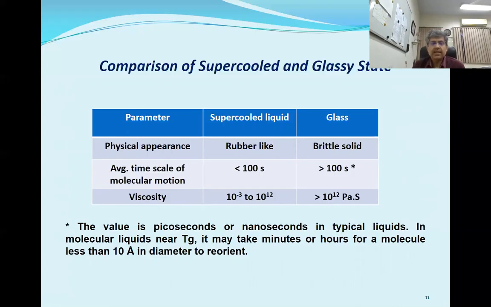This simply also means that in the case of the supercooled liquid, the molecules are moving relatively fast compared to the glassy state, and in the liquid state, the molecules are moving very, very fast because their average time scale of molecular motion is picoseconds or nanoseconds. Viscosity of the supercooled liquid will be lower than that of the glassy state because it is a rubber-like state and this is a glass-like state. So the values are 10 to the power minus 3 to 10 to the power 12 Pascal second, whereas for the glassy state, it is greater than 10 to the power 12.